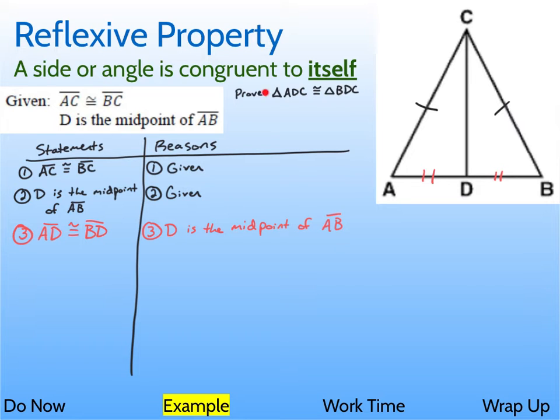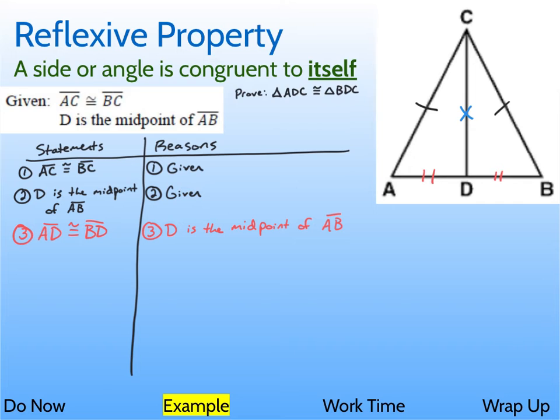Now, if we're trying to prove these triangles congruent, we already have two sides, and we could get that angle if we went through isosceles triangles, knowing that this is an isosceles triangle and knowing that those angles have to be equal. But since this is literally titled the reflexive property, why don't we use the reflexive property, where we find a side or an angle that's congruent to itself. And the side here that's congruent to itself that they both share is side CD. And the way we usually label this is with an X.